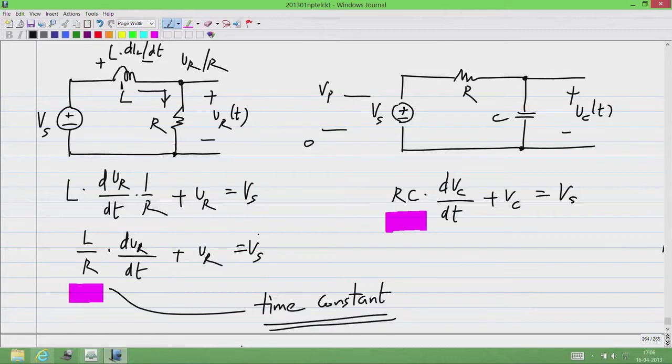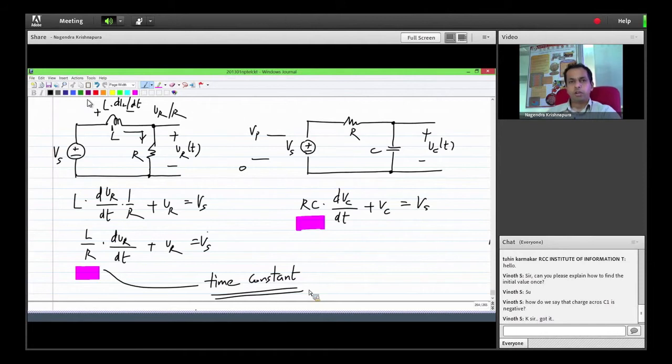I said earlier that a first order RC circuit, if you null the sources, will always be reduced to a single capacitor and a single resistor across each other. Okay. Single capacitor and resistor in parallel. Similarly, a first order RL circuit will always reduce to a single inductor and a single resistor in parallel. Okay. This always happens, and once you do that, the time constant will be equal to L by R, where L is that single inductor and R is that single resistor.